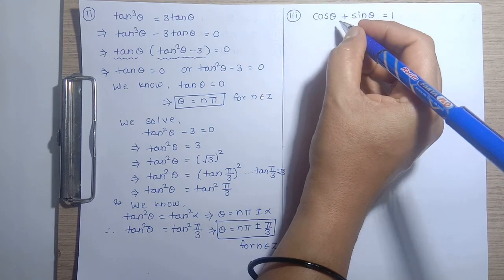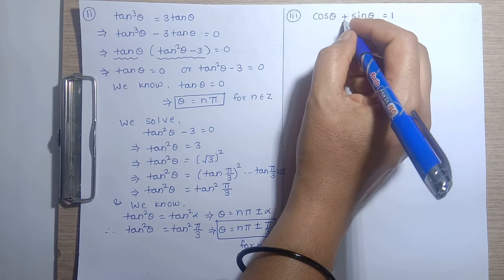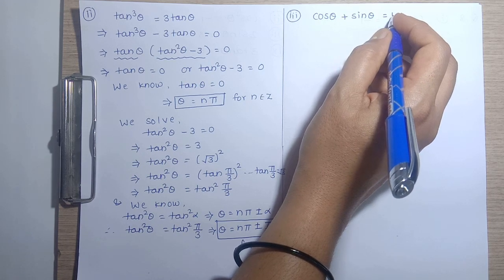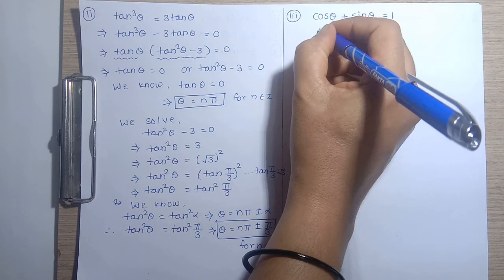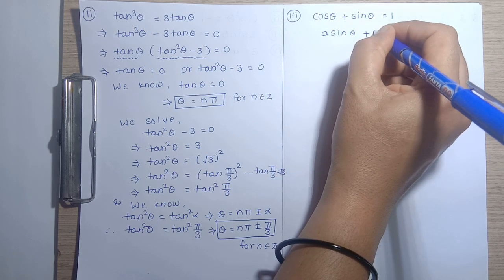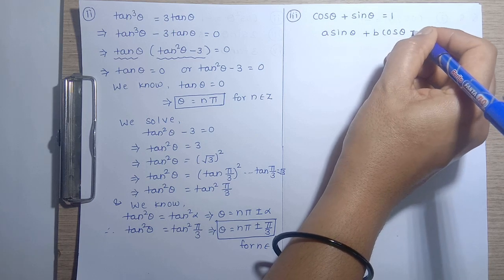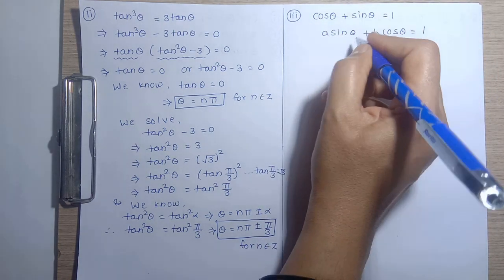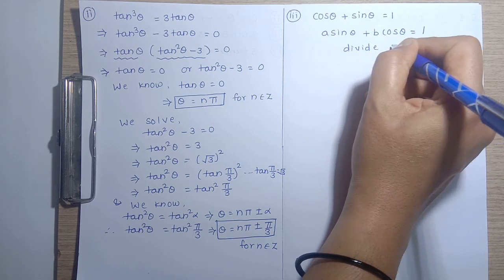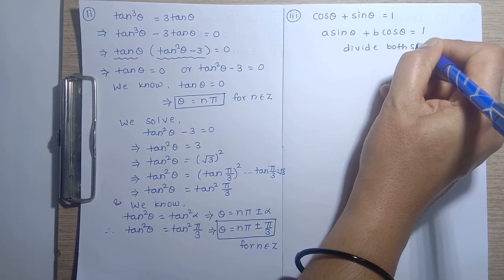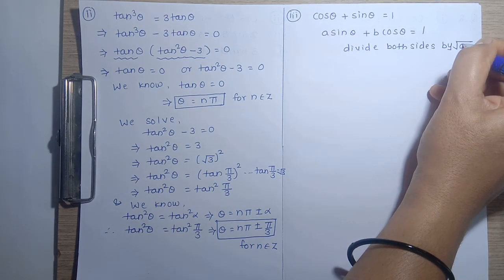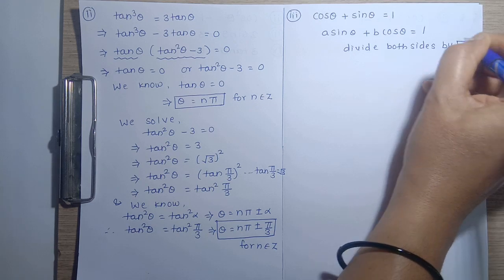The next example is cos theta plus sin theta is equal to 1. In that type of example, we know that if the equation is in the form of a sin theta plus b cos theta is equal to 1, here we divide both sides by square root of a square plus b square.